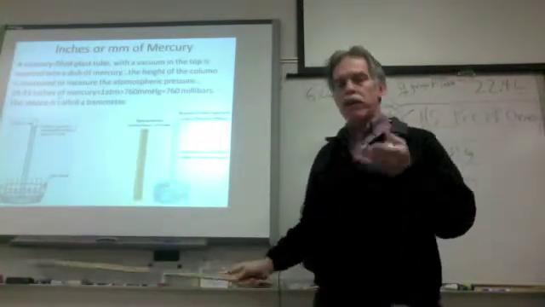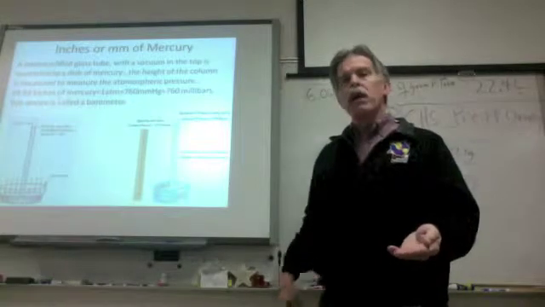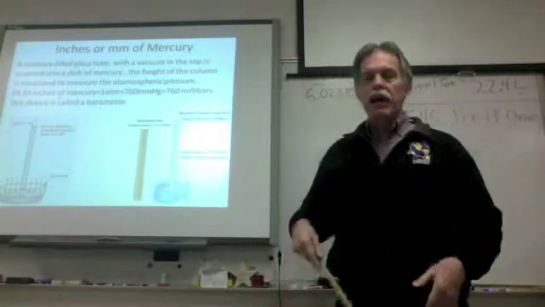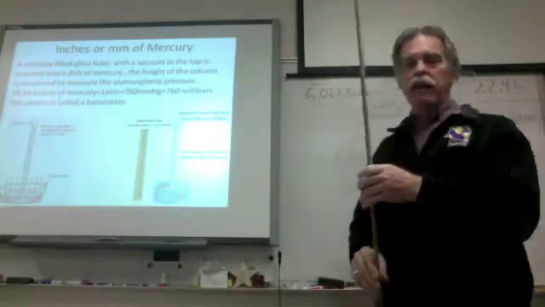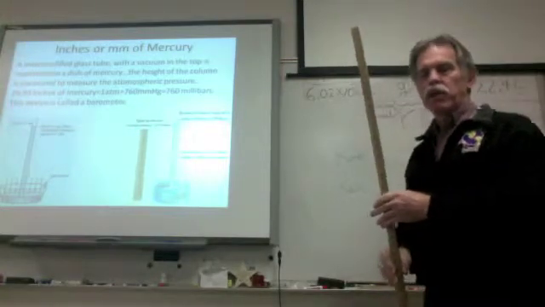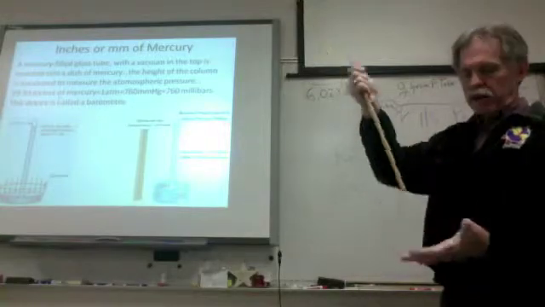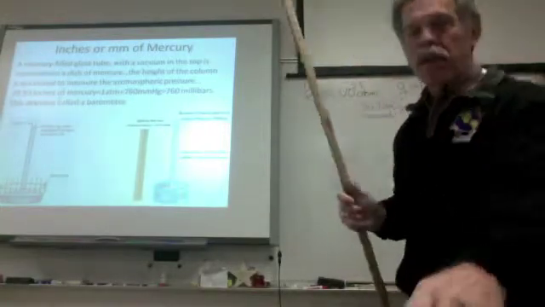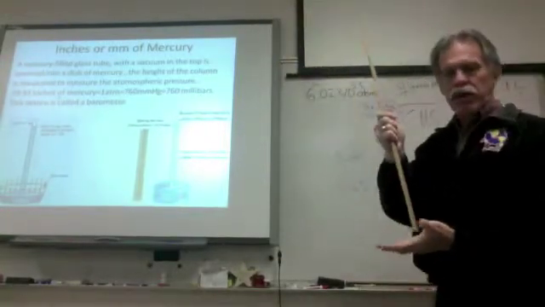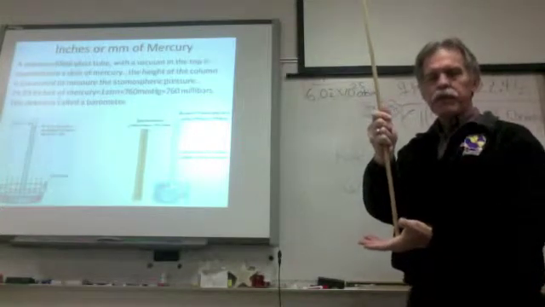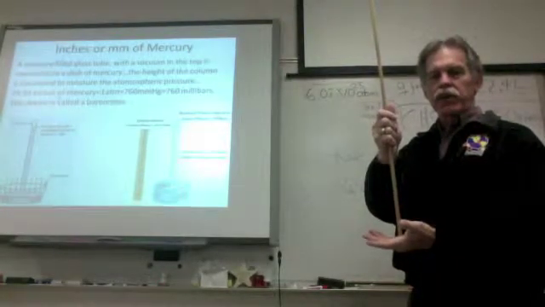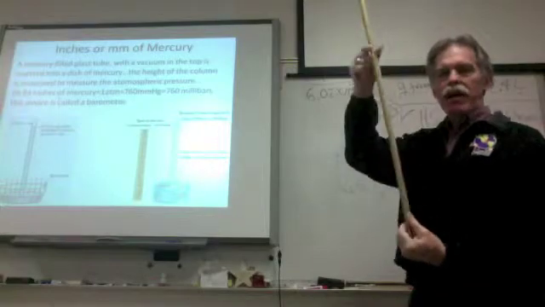When you have a low pressure, the column is low. When you have high pressure, the column's high. We measure the height of the column. That's where we get the units of 29.92 inches of mercury. We put the 0 down on the bottom, at the level of the mercury in the dish, and we measure how high the column is.